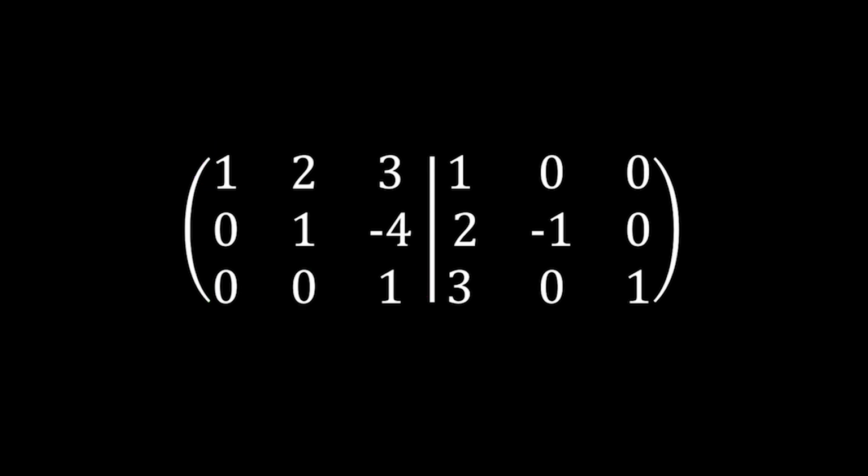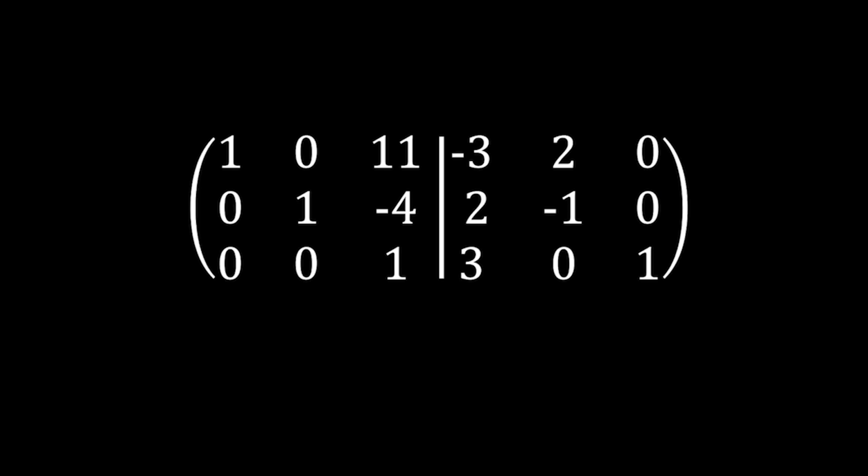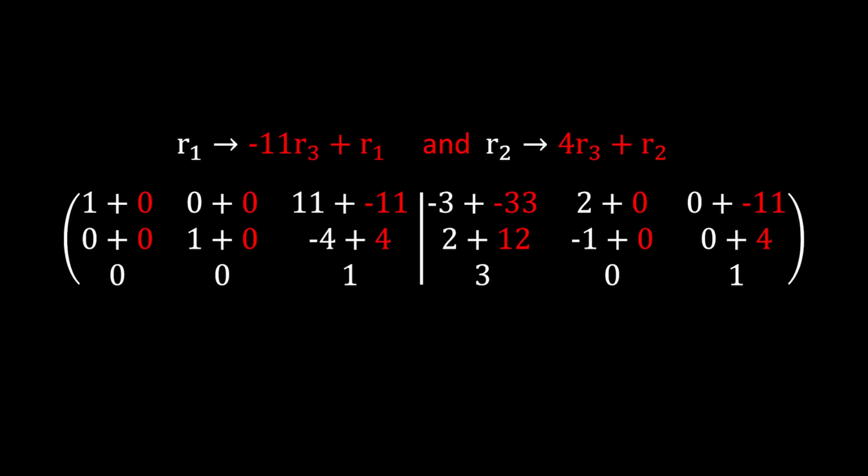Our next goal is to get zeros in the upper right triangle. The first thing we're going to start with is that 2. I'm going to multiply row 2 by -2 and then add it to row 1. This will cancel out that 2 in the second column. Following the same procedure, I'm going to cancel out that -4 in the second row and that 11 in the first row.